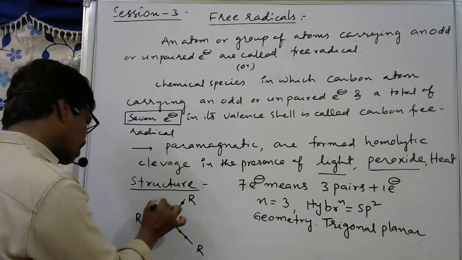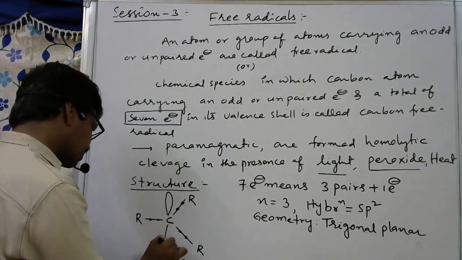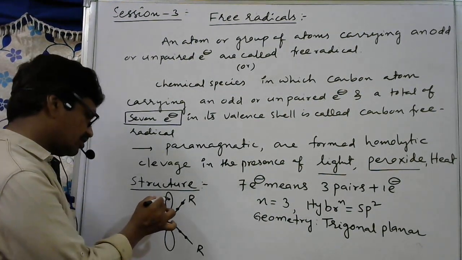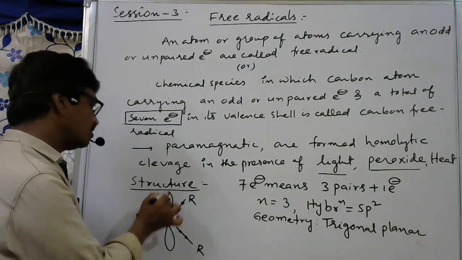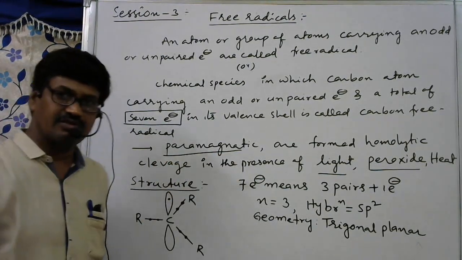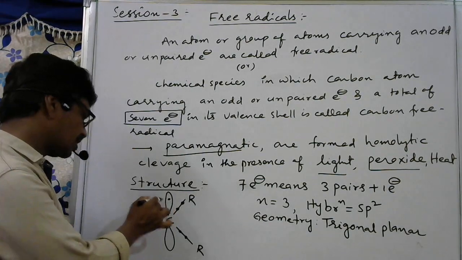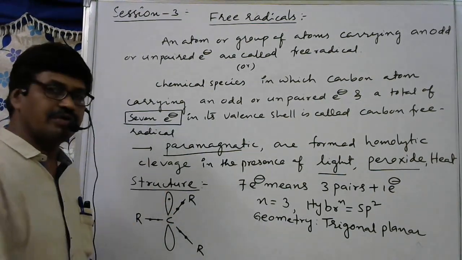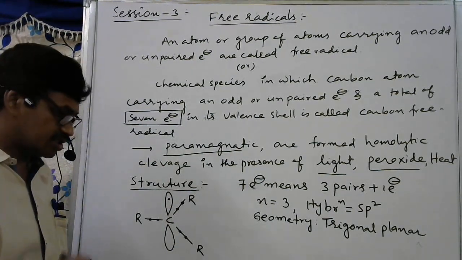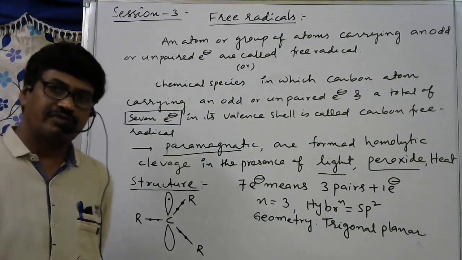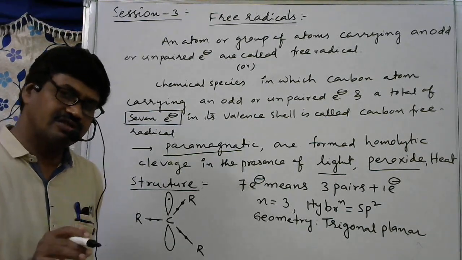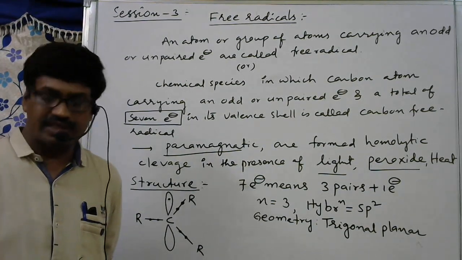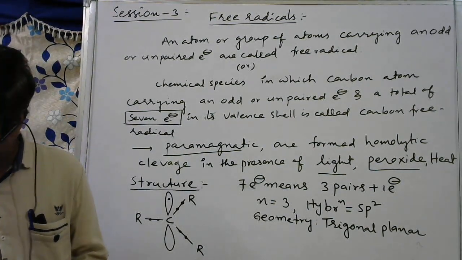One unhybridized orbital is present like this, which does not participate in hybridization. So it contains a single electron. Because of the presence of this single electron, it is paramagnetic. This is the unhybridized or pure p orbital, the 2p orbital. So this is the shape or geometry of a free radical. Remaining all the things are similar to that of a carbocation. Stability and other things are related to carbocation.